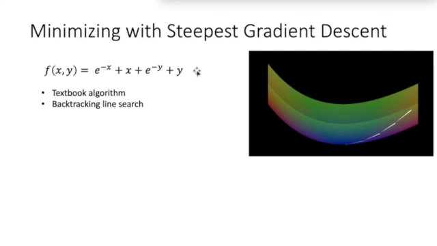Minimizing with step-based gradient descent. This is the function I try to minimize. It's a testable algorithm, and I use the backtracking line search. You can look at the graph, and the step length is large and adjustable, and it uses close to the optimal direction and step length. You can see the white line in here.